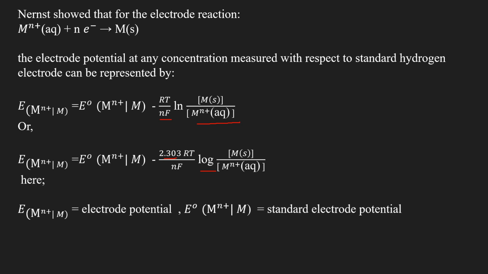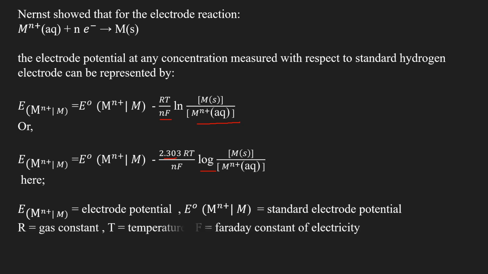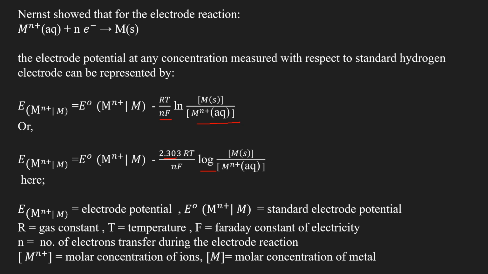Here, E of metal is the electrode potential, E naught of metal is the standard electrode potential, R is the gas constant, T is the temperature, and F is Faraday's constant of electricity. n is the number of electrons transferred during the electrode reaction. And [M^n+] in square brackets is the molar concentration of ions of the metal, and [M] in square brackets denotes the molar concentration of the metal.